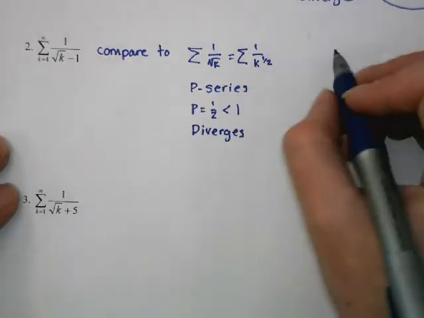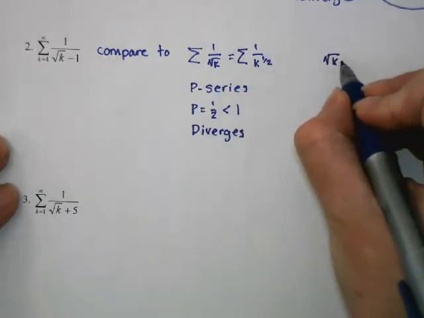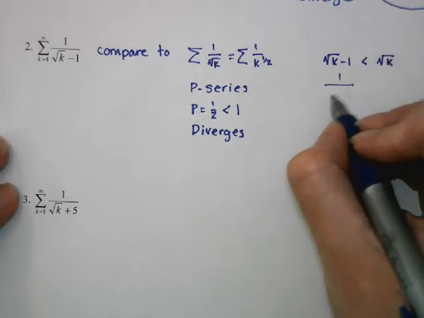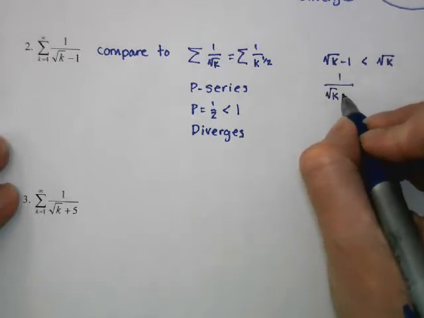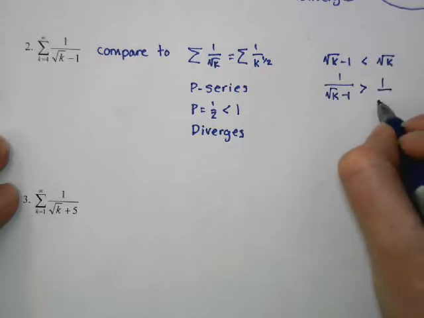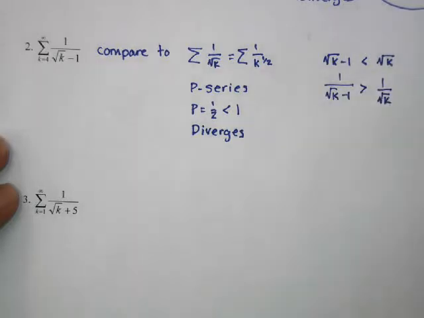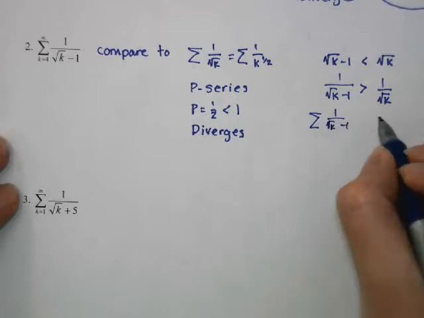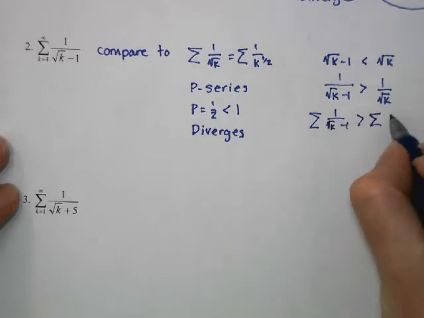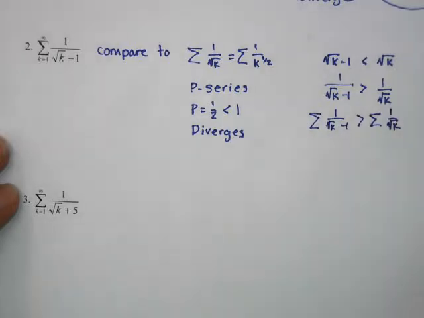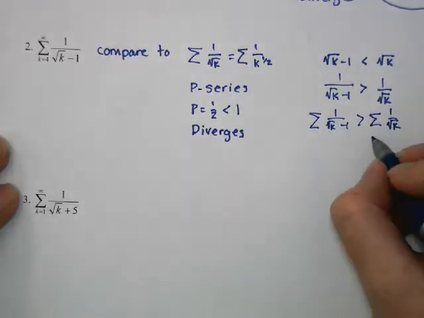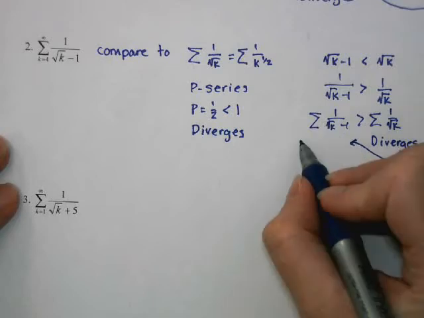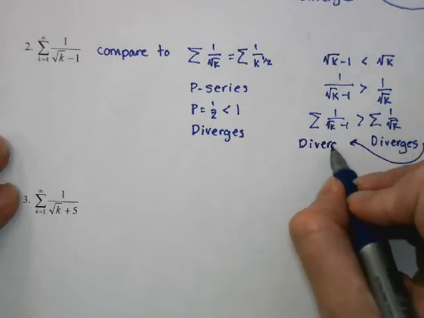Now let's build the comparison. We have the square root of k minus 1 will be less than the square root of k, which means 1/the square root of k minus 1 will be bigger than 1/root k, which means the series will be bigger. Well, we said that the smaller one diverges, meaning the bigger one diverges.